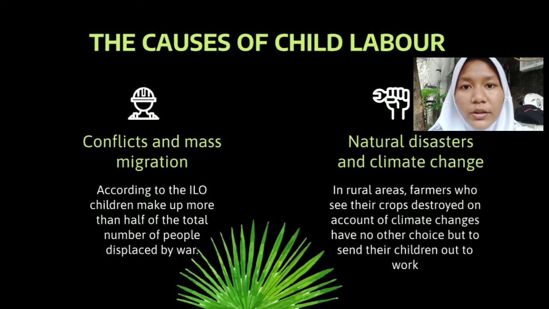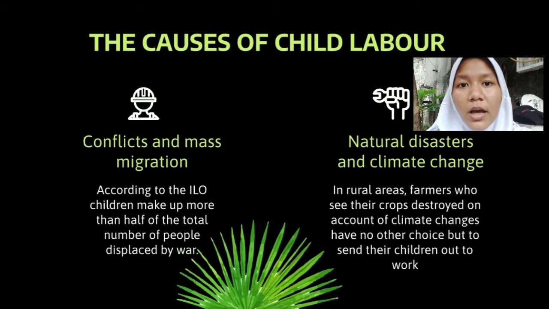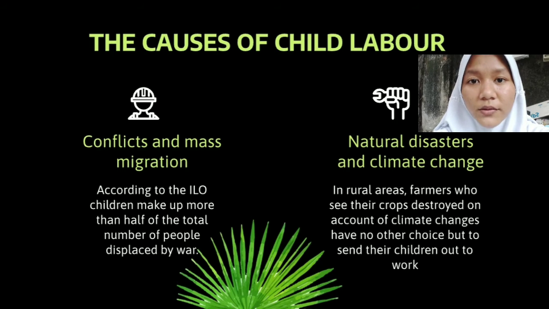These children are particularly vulnerable to forms of exploitation, including child labor, due to an increase in economic shocks, a breakdown of social support, education and basic services, and disruption of child protection services. The incidence of child labor in countries affected by conflict is almost twice as high as the global average. The last factor is natural disasters and climate change.